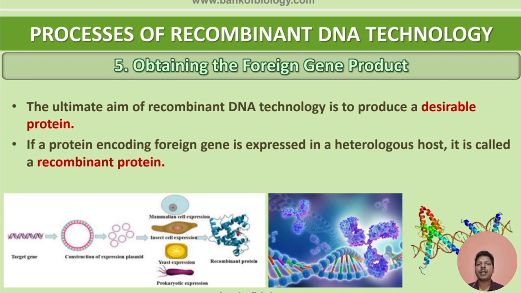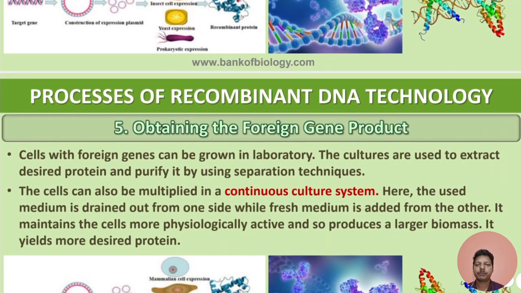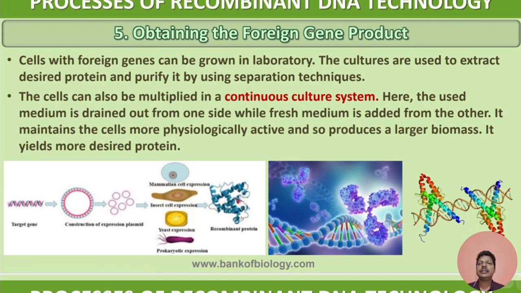The ultimate aim of recombinant DNA technology is to produce a desirable protein. If a protein encoding foreign gene is expressed in a heterologous host, it is called a recombinant protein. Here you can see the target gene, construction of expression plasmid, mammalian cell expression, insect cell expression, yeast expression, prokaryotic expression, and recombinant protein is formed. Cells with foreign gene can be grown in the laboratory. The cultures are used to extract the desirable protein and purify it by using separation techniques.